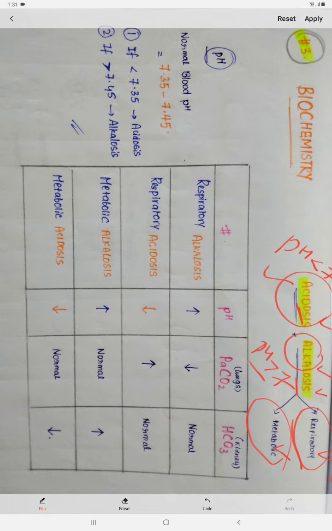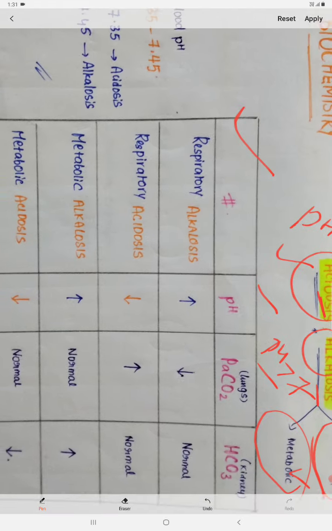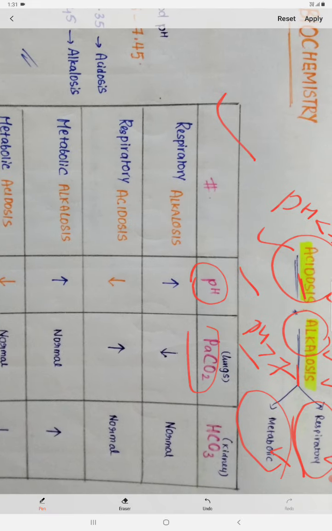First of all, we have 3 columns. I made a table here to simplify the concept. So we have pH, PaCO2, and what does this mean? Partial pressure of carbon dioxide. How much carbon dioxide is present in the arterial blood, that's called partial pressure of carbon dioxide. And HCO3 minus means bicarbonate, especially in the kidney, right?